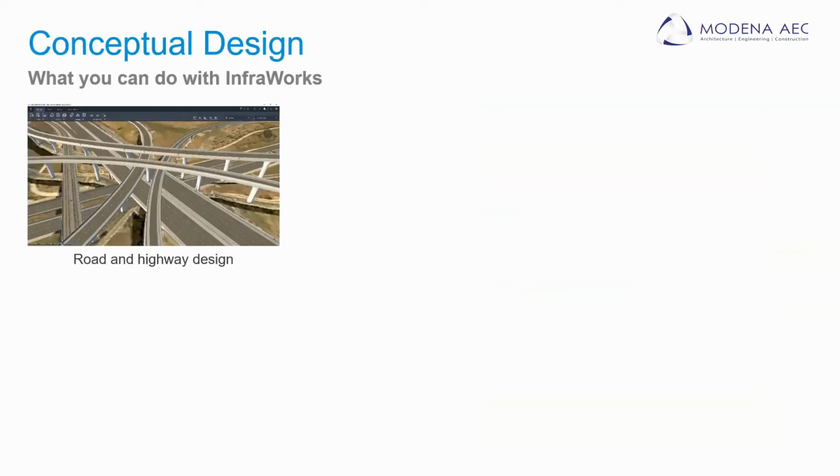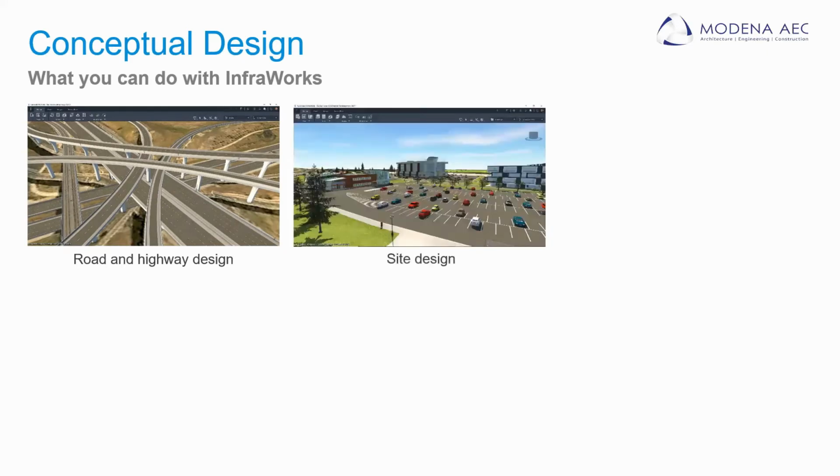Moving on to conceptual design. So what you can do in Infraworks is create detailed conceptual site designs, where the most common use is for road and highway design. This works especially well when trying to show the road and highway in relation to its surroundings. Then we move on to site design, where multiple data sources and features are used, like Revit models, aerial imagery, parcels, and coverage areas. These can be used in conjunction with each other to display, for example, a parking area for a casino or a hospital.